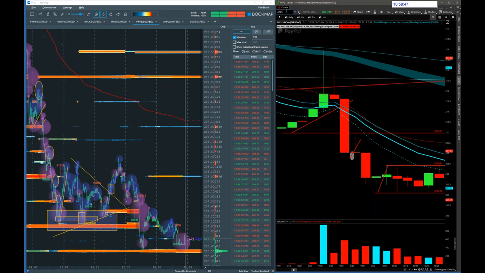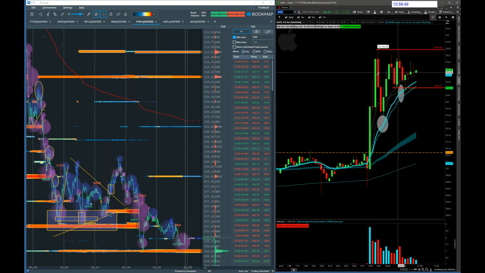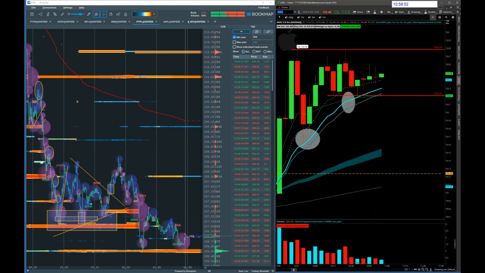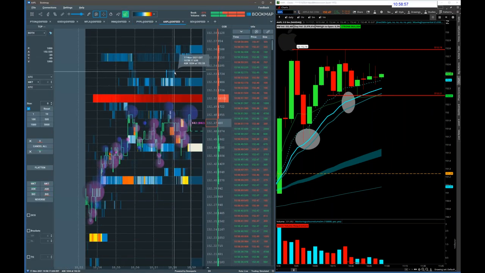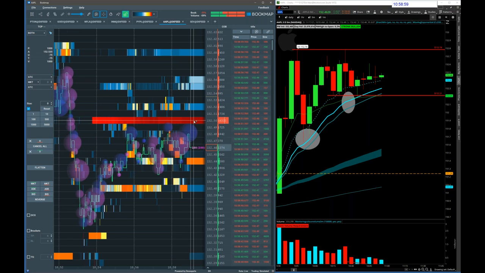Let's put back Apple. I was not in just because I didn't have it on my plan this morning. I didn't have it on my watch list. Okay, so 152.50 again, they formed that resistance.